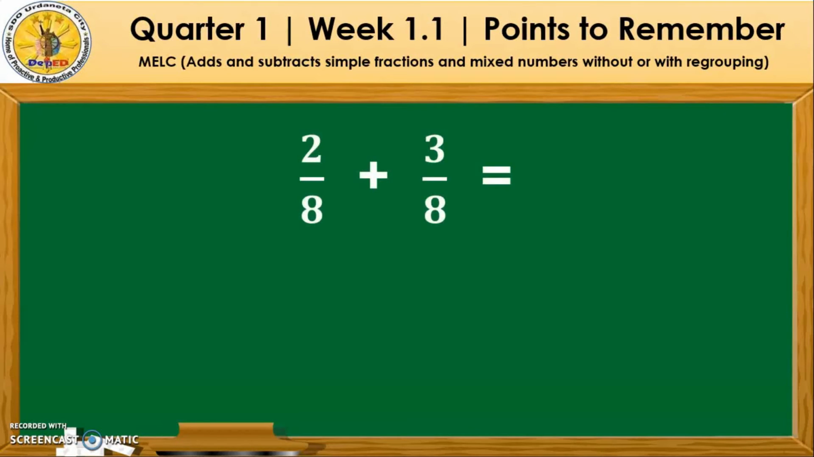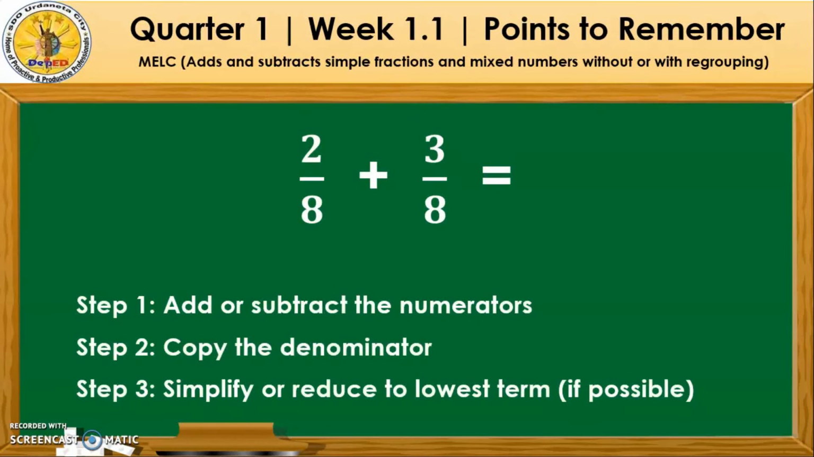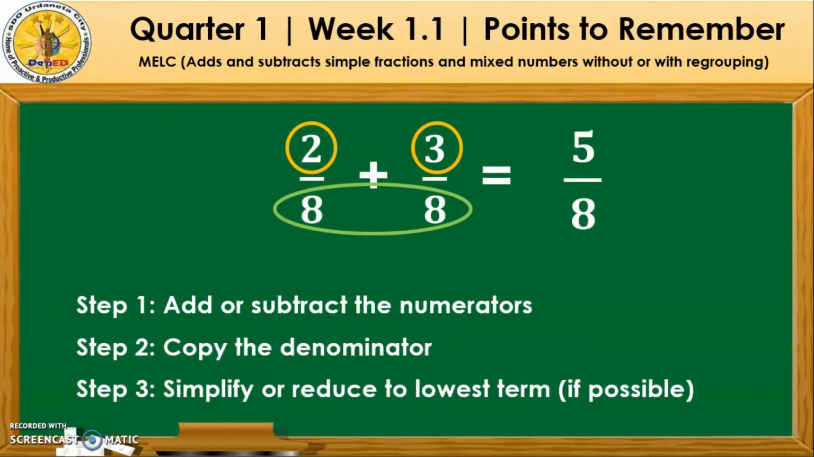Let's try to solve the given expression with the help of the steps mentioned earlier. We have 2/8 plus 3/8. For the first step, we add the numerators. So 2 plus 3, what is the answer? That's right, it's 5. Next, we copy the denominators, which is... Very good, it's 8. And lastly, we simplify or reduce the fraction to its lowest term only if possible. Since 5/8 is in its lowest terms, that is our final answer.